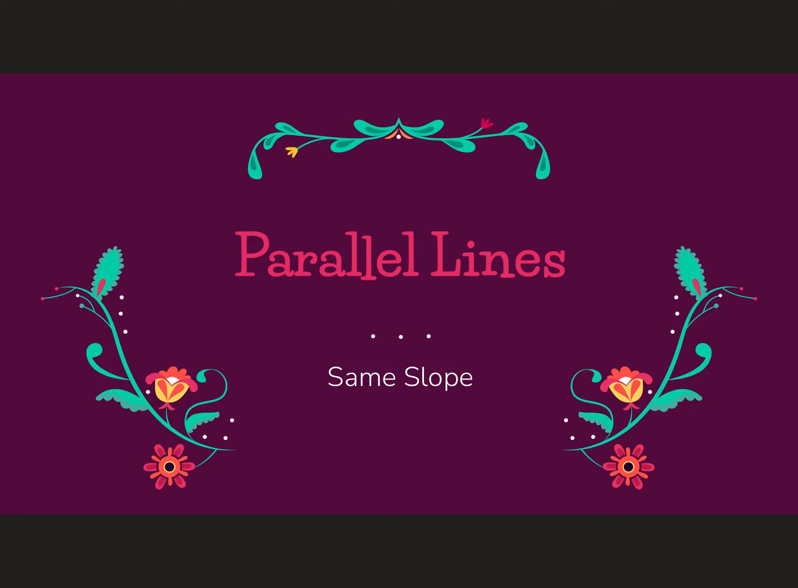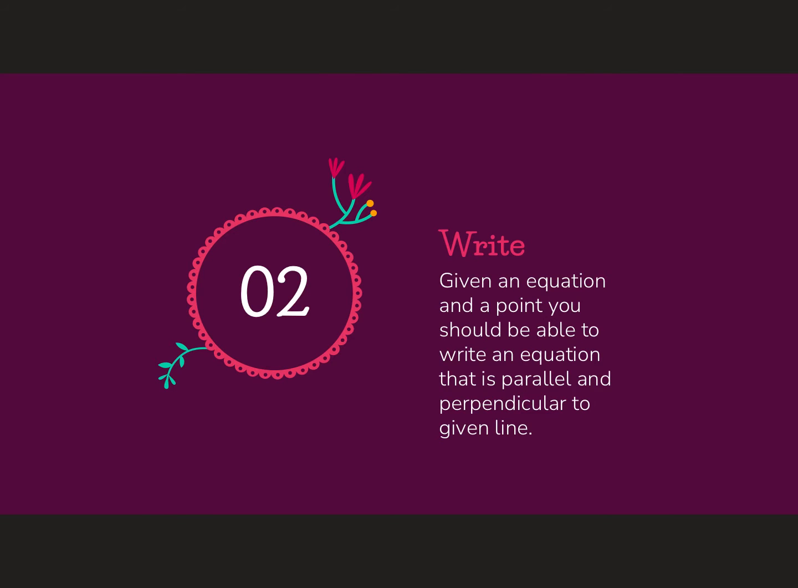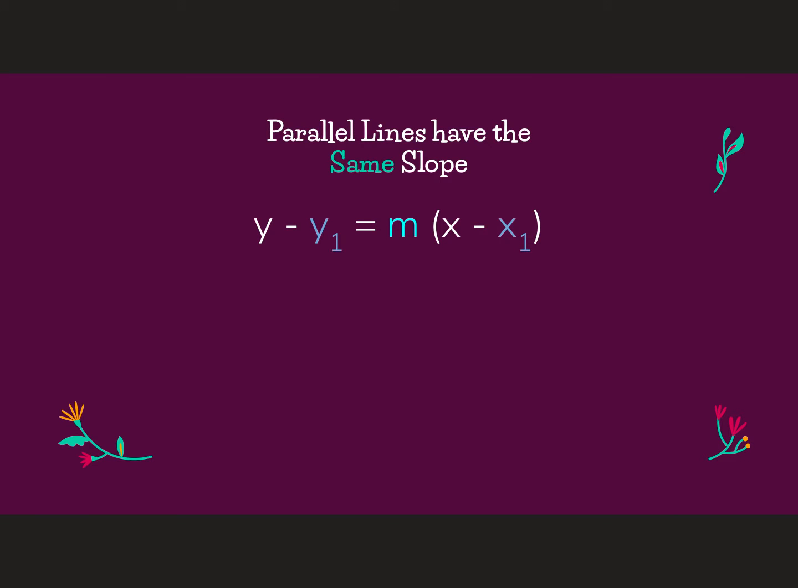So just to recap, parallel lines are the same slope, and perpendicular lines have the opposite reciprocal slope, which we refer to as the flip and switch. So we need to be able to write, given an equation and a point, the parallel and perpendicular lines. For parallel lines, they're going to have the same slope that we are given, and we will use a point. So we're going to use the point slope form.